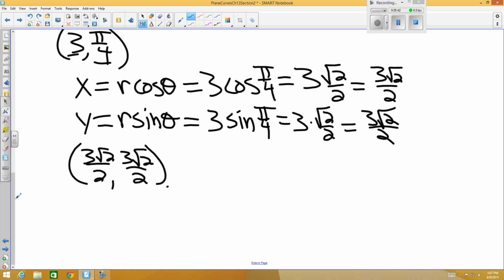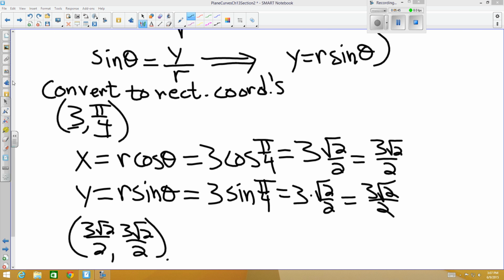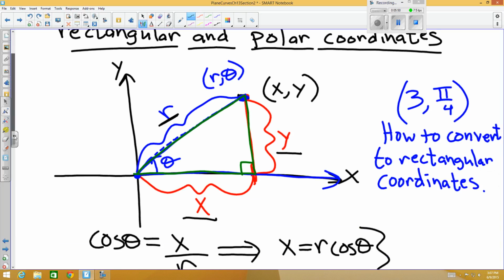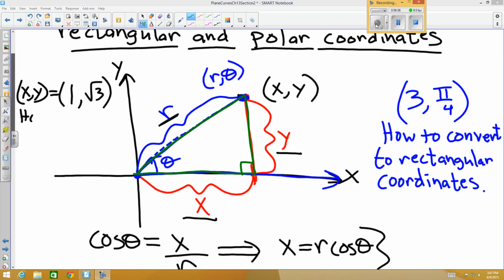Well, we can also go the other way. If we have the rectangular coordinates, let's say we have the rectangular coordinates (x, y) equals, I don't know, let's say (1, square root of 3). And we want to convert, so how to convert to polar coordinates.